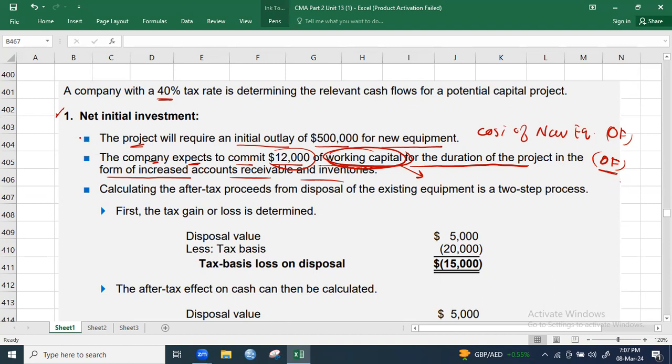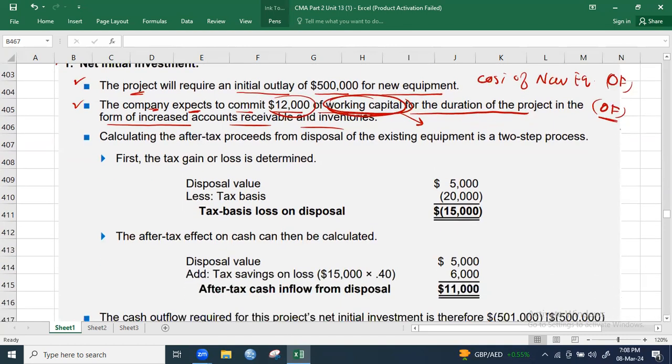So the first investment was under non-current assets. The second investment is under current assets. And then the third thing: for example, he tells you, and I'm just assuming because direct values are given here, that the company has an old asset. That asset is sold at the start of the project, and you sold it for 5,000. So this is the sale price.